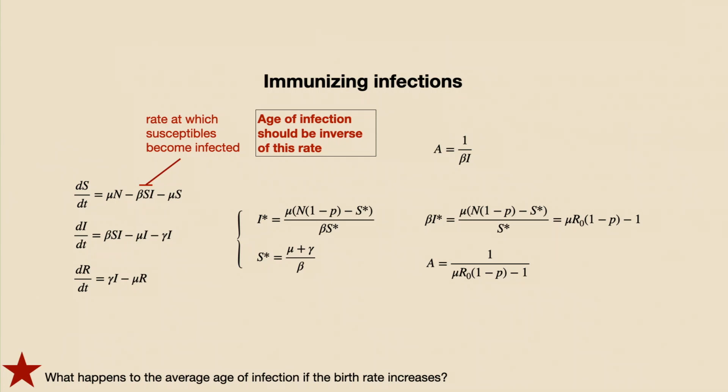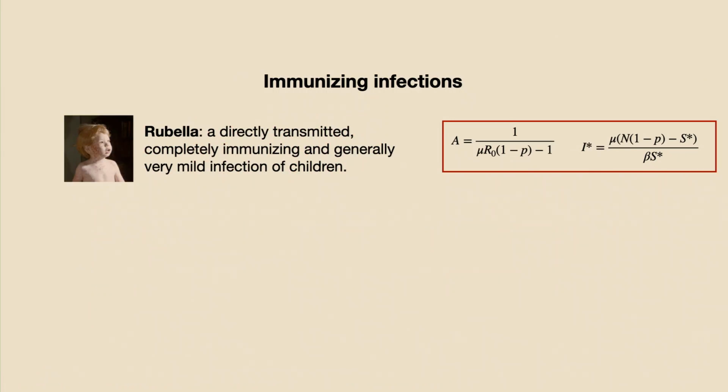So this may seem a little academic, a little strange, simple mathematics, but it has had weirdly enormous global consequences. And this is actually the first project I ever worked on in infectious diseases. So there is a virus called Rubella. It's like measles in many ways. It's directly transmitted. It's completely immunizing. It's very mild in children. So it's not like measles that kills children. This thing is very mild in children.